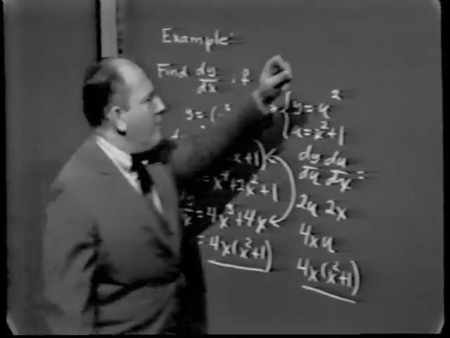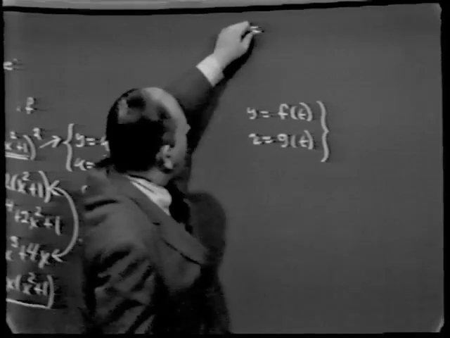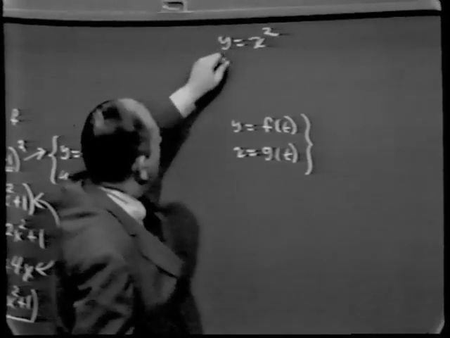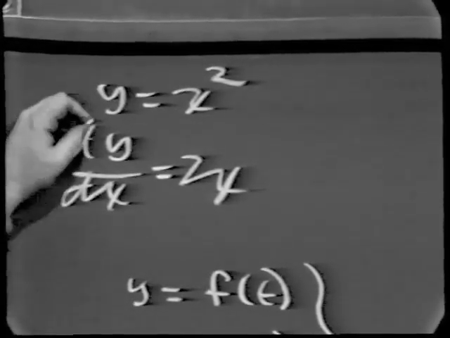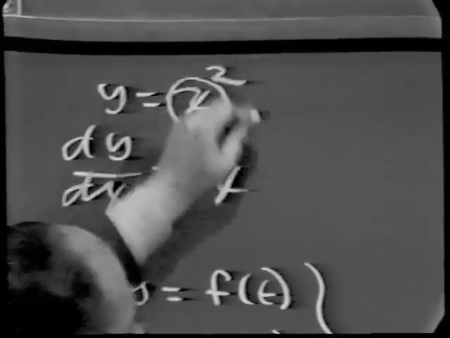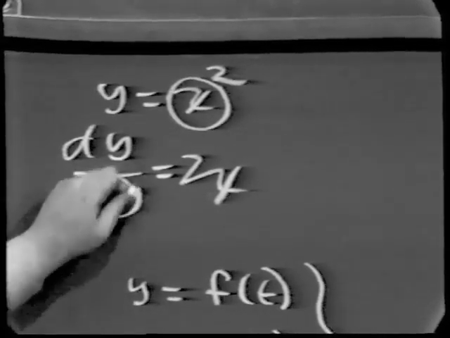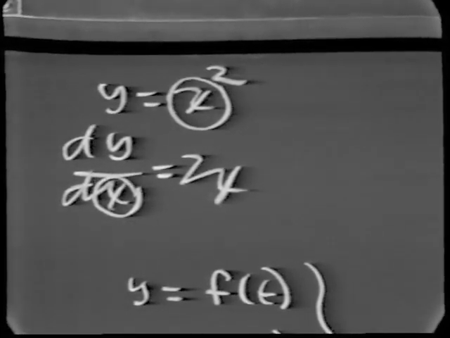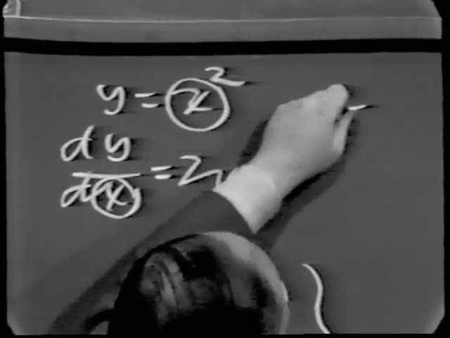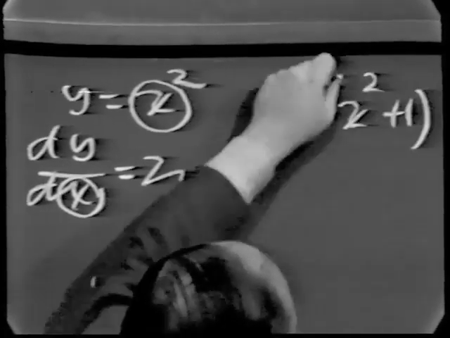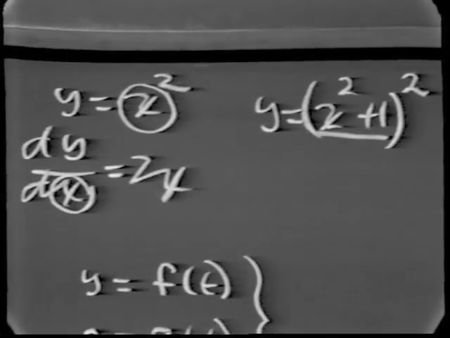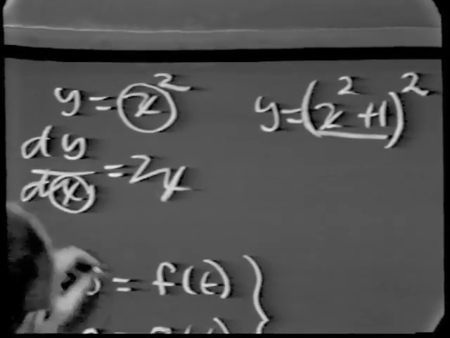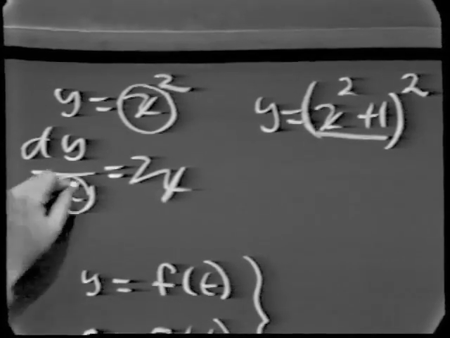You see, for example, when we had y equals x squared, and then we wrote that dy/dx is 2x, the thing that was important over here was the fact that what? The thing that was being raised to the second power is precisely the variable with respect to which we were doing the differentiation. You see, in the problem y equals (x squared plus 1) squared, the thing that was being raised to the second power was x squared plus 1. The variable with respect to which we were differentiating was x.